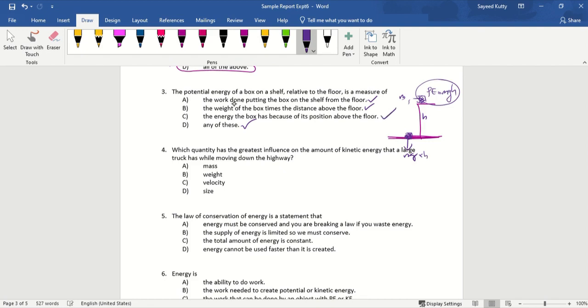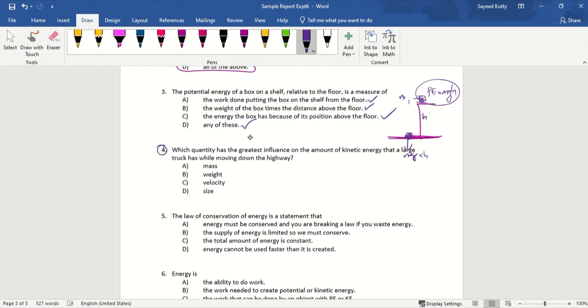So in fact, the energy the box has because of its position above the floor. Yes, all these are a measure of potential energy, right? Now I hope everybody understands. Now let's move to the fourth question. Please read it.